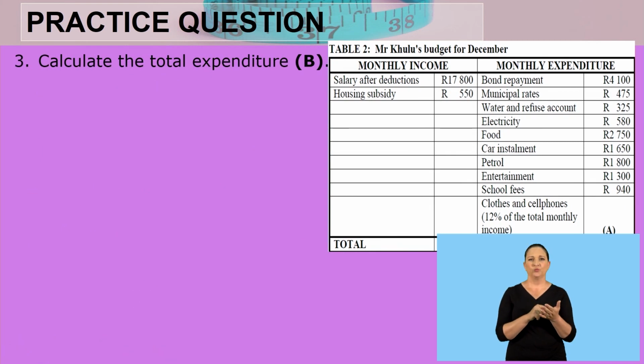Calculate the total expenditure B. All right, if it's the total expenditure, it's the sum of all the values in the monthly expenditure column. And here, if I added them up, I got 16,122 Rand.